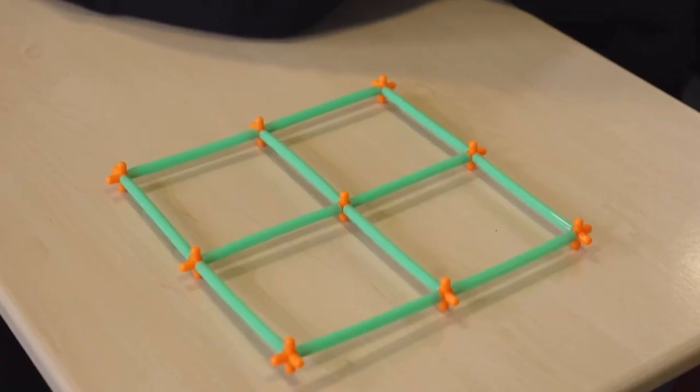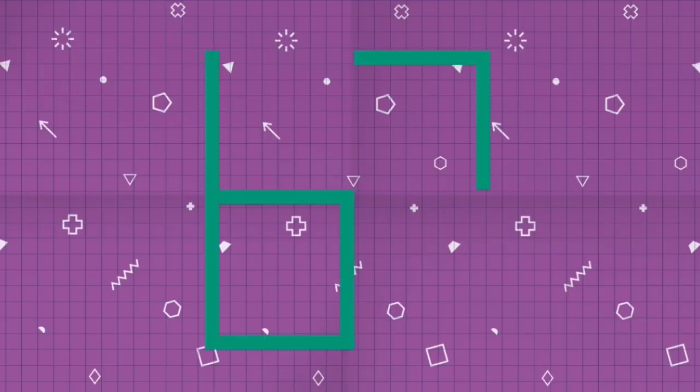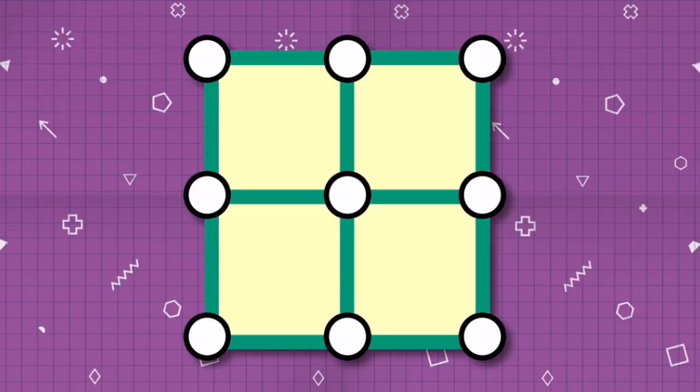This problem is all about squares. Using a construction kit with 12 straight rods and 9 connectors in the corners, we can make this design. It has 4 small squares and 1 larger outer square, and so it contains 5 squares altogether.